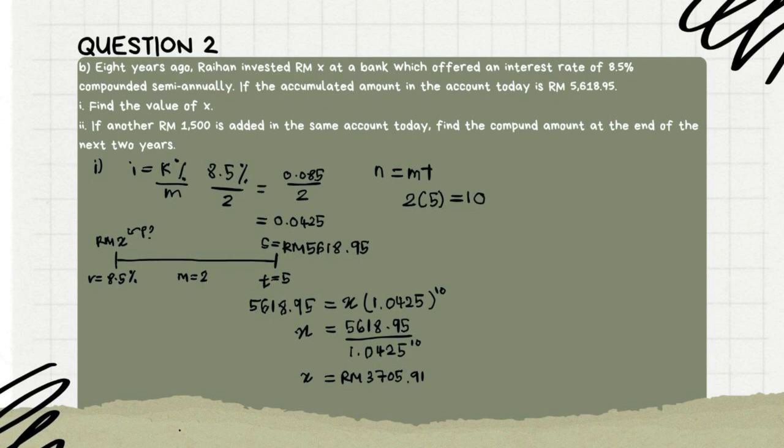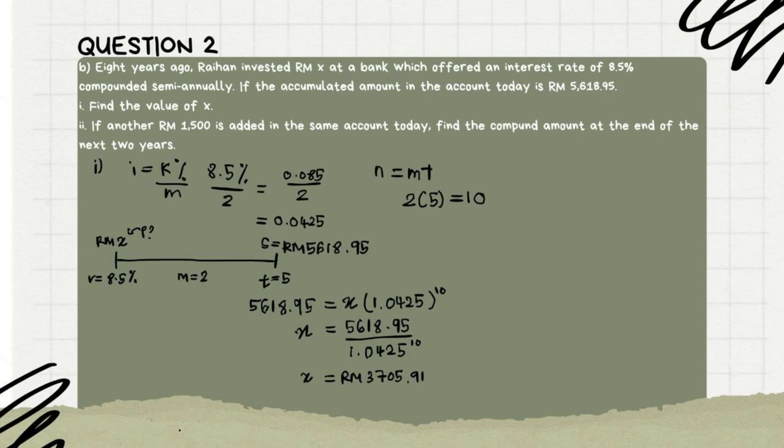Next, question 2b. 8 years ago, Raihan invested RM S at a bank which offered an interest rate of 8.5% compounded semi-annually. If the accumulated amount in the account today is RM5618.95, (b1) find the value of S. So, S equals P(1 plus i) to the power of n. 5618.95 equals S(1 plus 0.0425) to the power of 10. The answer is RM3705.91.